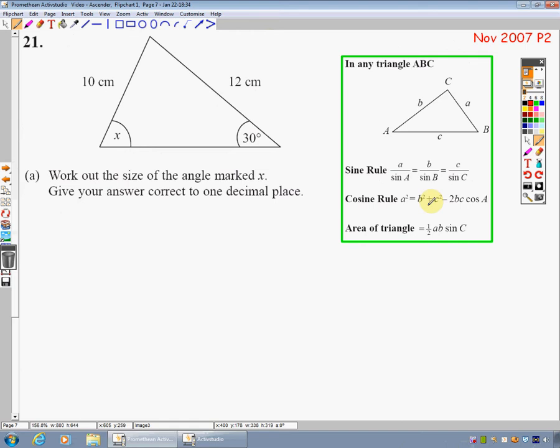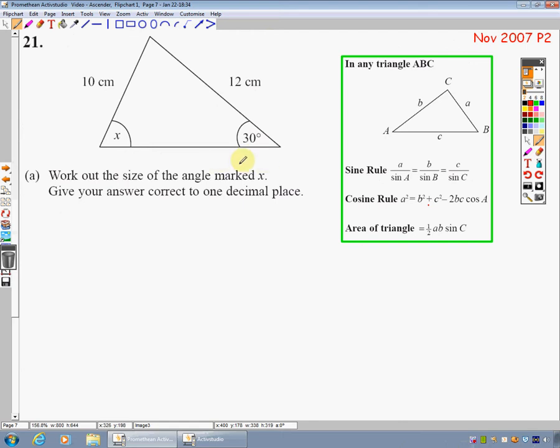So right now we've got this question here: work out the size of the angle marked x, giving your answer correct to 1 decimal place. Now this isn't a right angle triangle, and it's talking about angles and sides, so it's going to be trigonometry, and one of the harder trig ones. If it's a right angle triangle and we're talking angles and sides, it's going to be easier trig, SOH CAH TOA. But this is one of our harder trig questions.